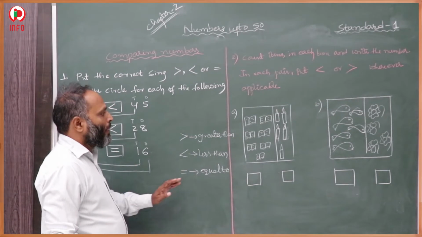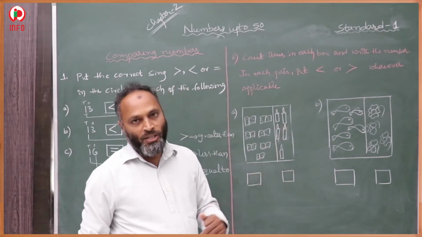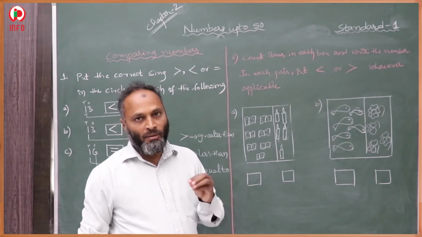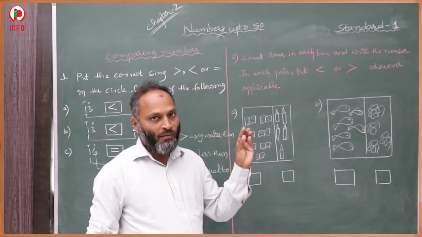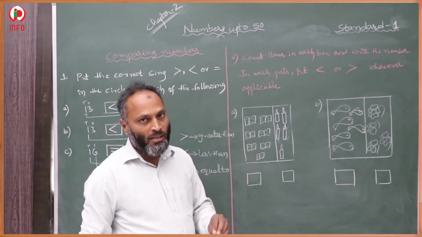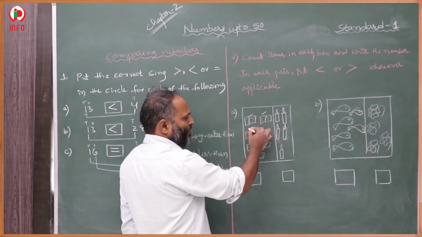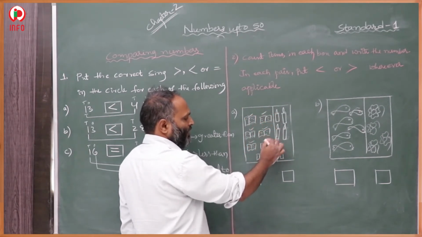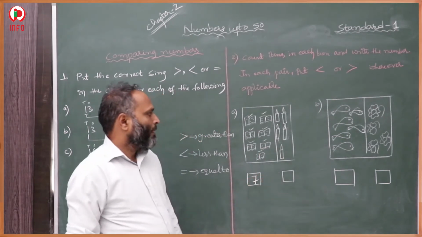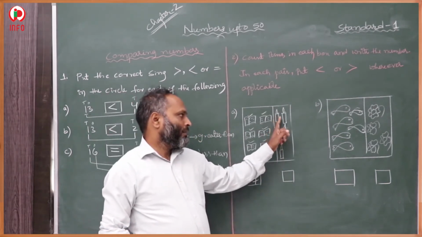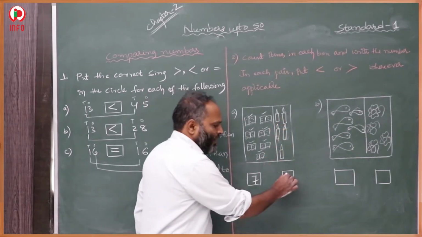Then here, these pictures are given. In these pictures we have to count how many pictures there are. After counting the number of pictures, we have to decide where the number of pictures is greater and where it is less. First here, books. 1, 2, 3, 4, 5, 6, 7. 7 books were given. Here how many candles were there? 1, 2, 3, 4, 5. 5 candles.